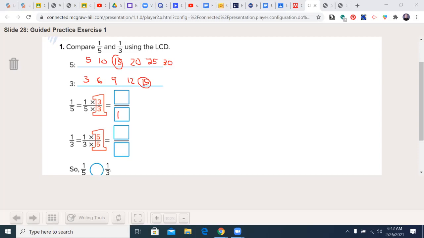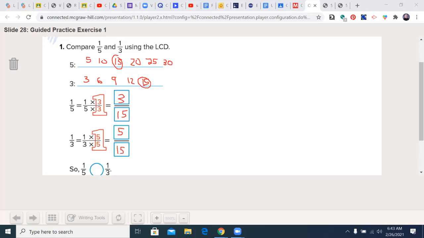Now my next step is I like to put the 15s first because I won't always have this number 1 drawn in there. And I say to myself, how many times does 3 go into 15? Well, 5 times. So that means I have to also multiply my numerator, which is a 1 times 5. And 1 times 5 is 5. Over here, 5 went into 15 3 times, so I multiply the numerator by 3. 1 times 3 is 3.